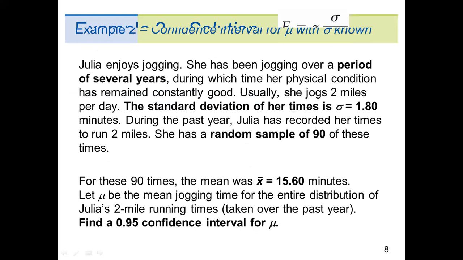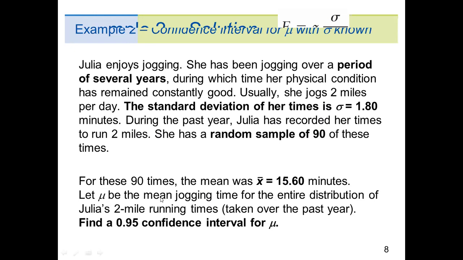Julia enjoys jogging. She's been jogging over a period of several years, so she's got a lot of times logged. During this time, her physical condition has remained consistently good. She jogs 2 miles per day. Standard deviation is 1.80. During the past year, Julia has recorded her times to run 2 miles. She has a random sample of 90 times. The mean of that sample is 15.60.